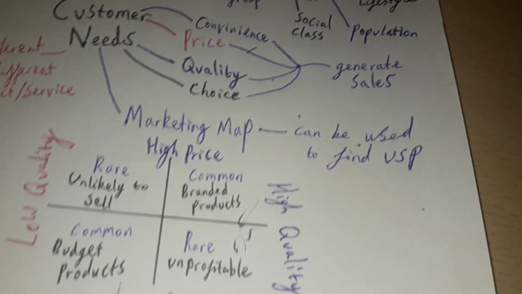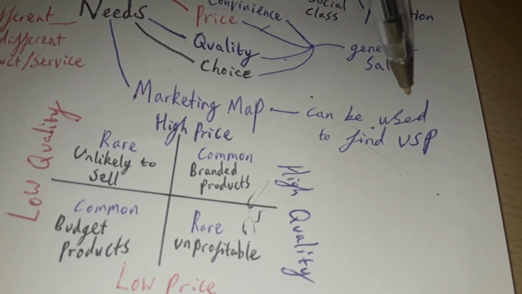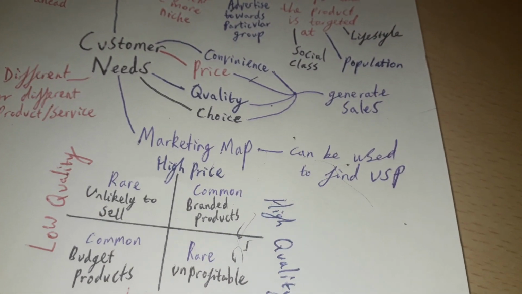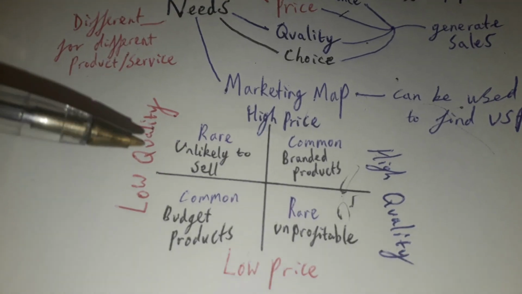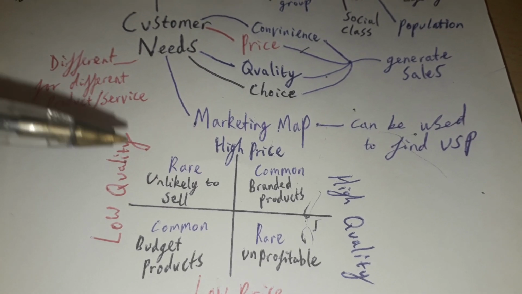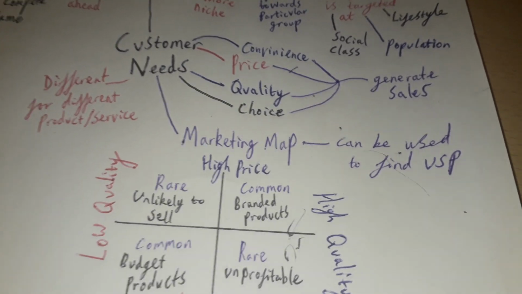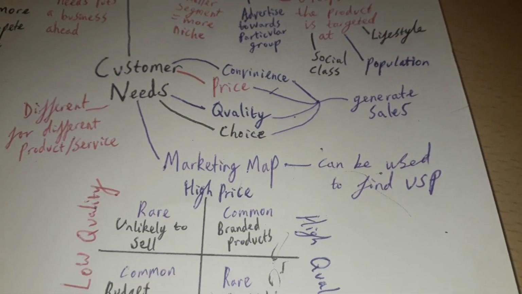And you can find a place on this to use as a USP, because if you can find a place where no other product is, that sets you apart. It's rare to have a product of a low quality and a high price, as that would be unlikely to sell to consumers, as we've already said.